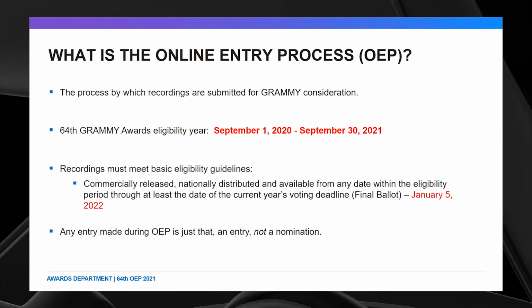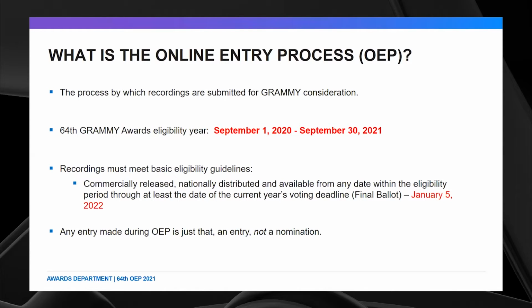The 64th Grammy Awards eligibility year is September 1st, 2020 through September 30th, 2021. Now, for those of you who have made entries before, just take special note that this is a 13-month eligibility year.